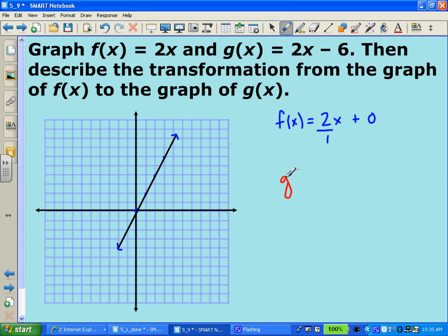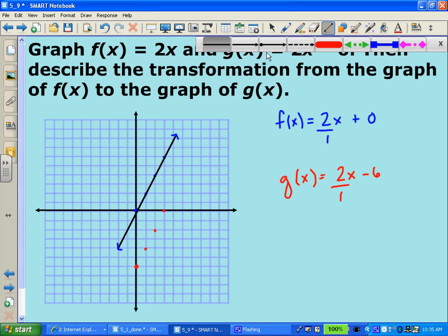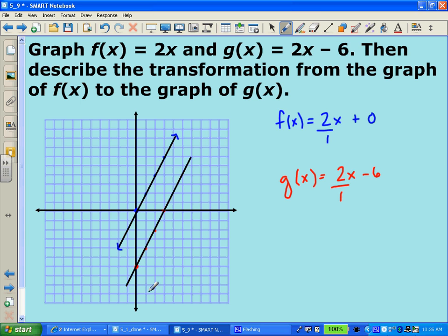Okay, and then let's graph g of x equals 2x minus 6. Now that one's going to start at negative 6, which is right here, and it has the same slope, so I'm going to go up 2 over 1, 2 over 1, up 2 over 1. Again, let me draw that line. Okay, so this line right here is g of x, and this line up here is f of x.